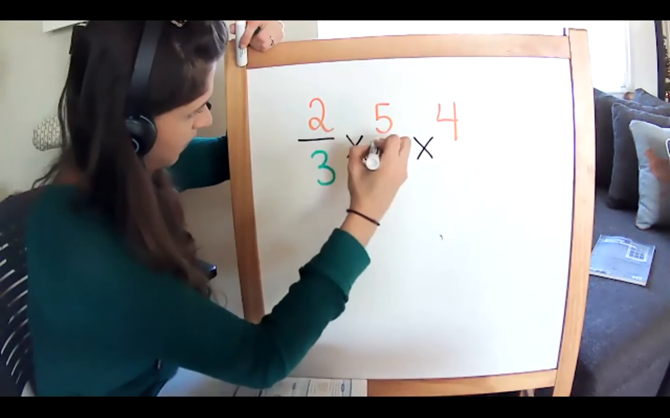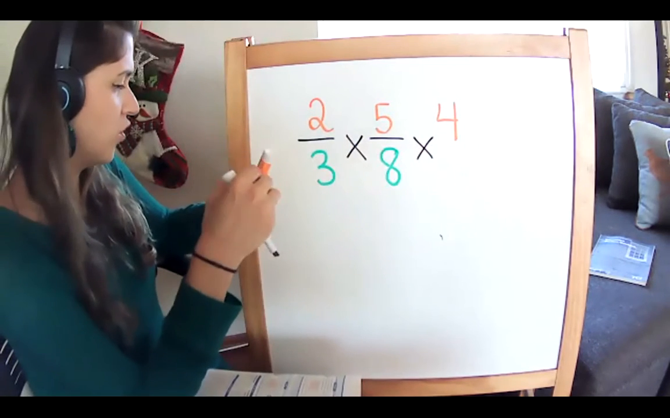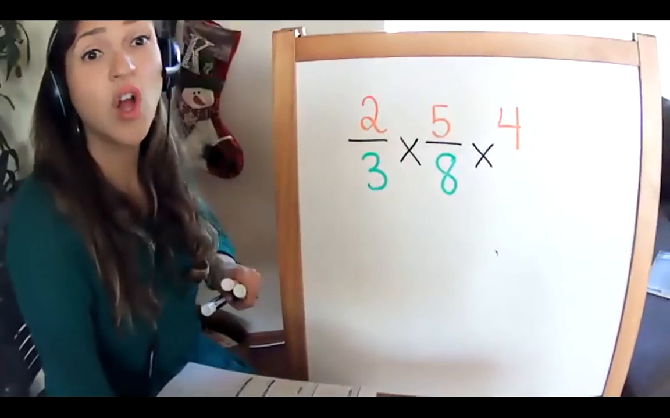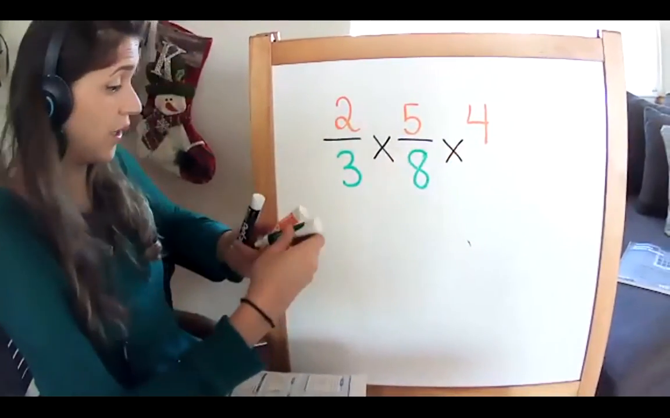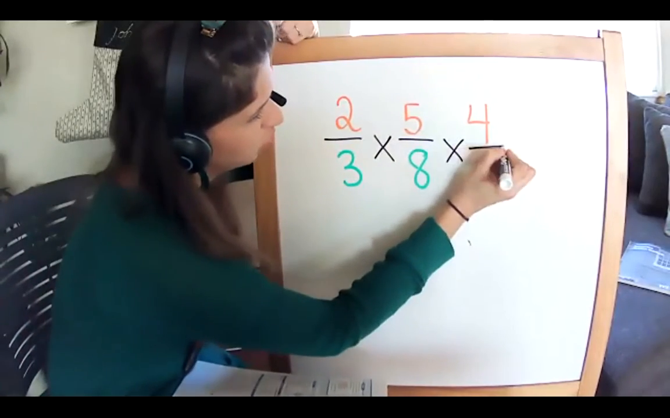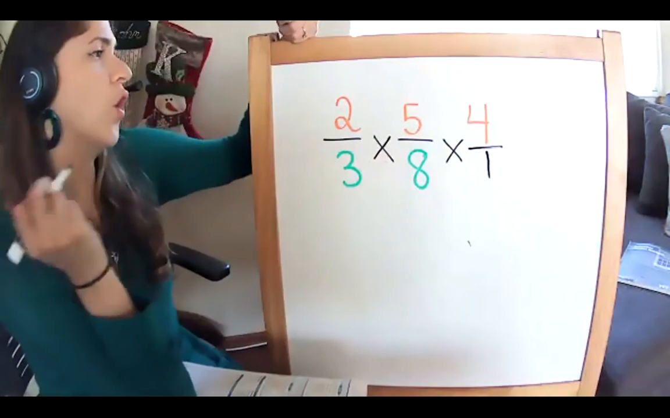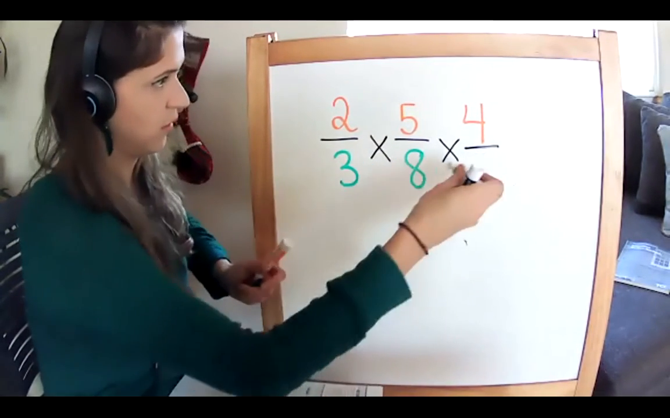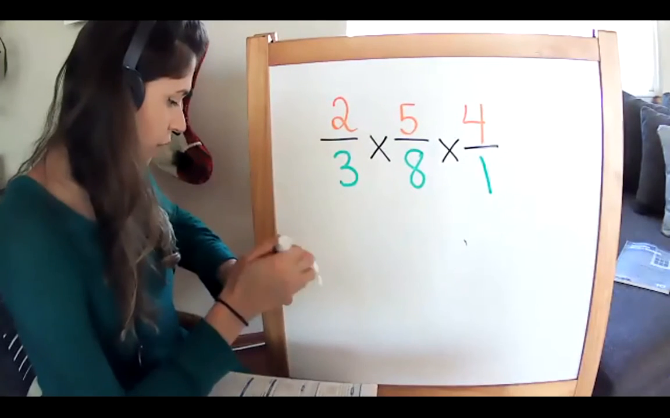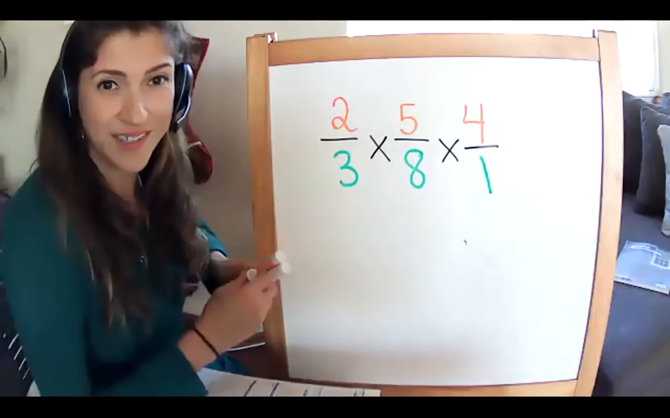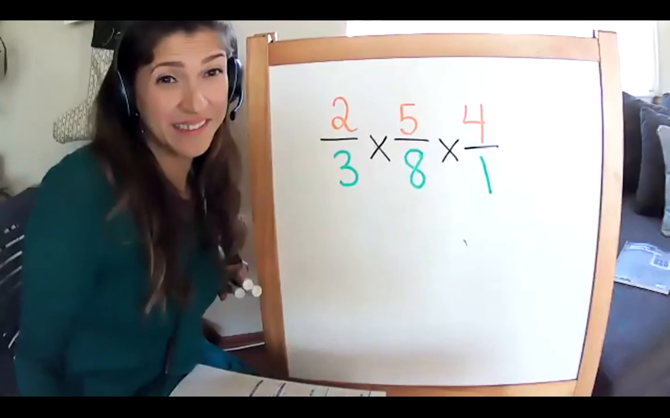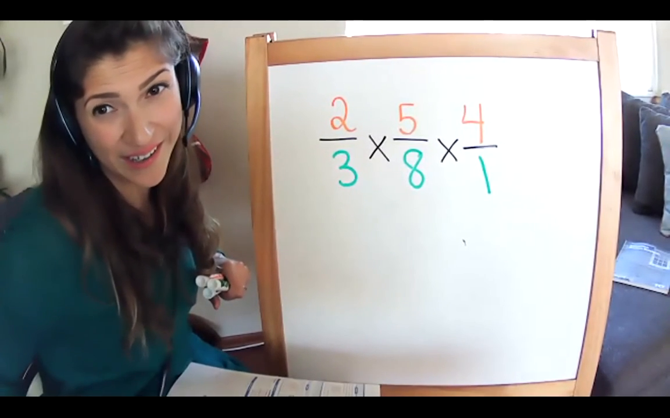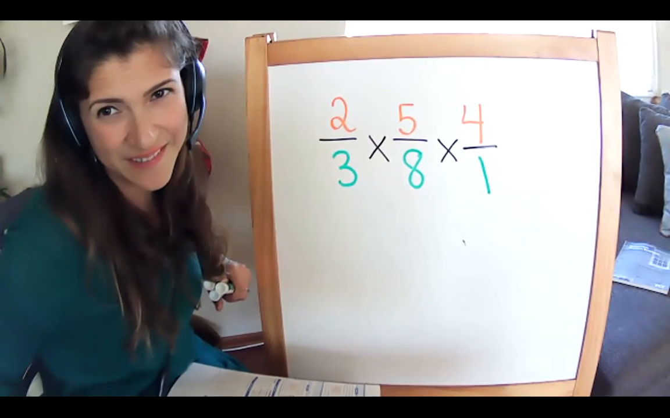2/3 times 5/8 times 4. What's the first thing we have to do before we can even try the trick? Change the 4 to 4 over 1. You can't have a whole number. They must all be fractions, so we must change it to an improper fraction, which is 4 over 1. Because fractions can only be multiplied or divided by fractions.